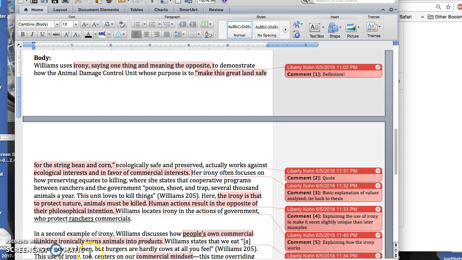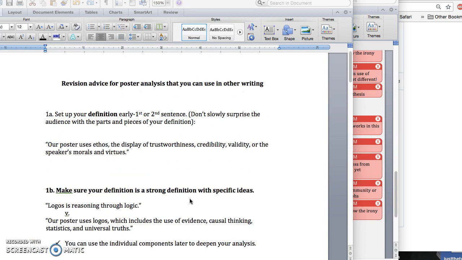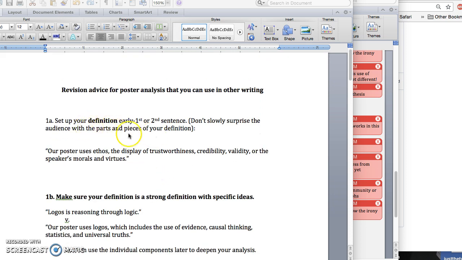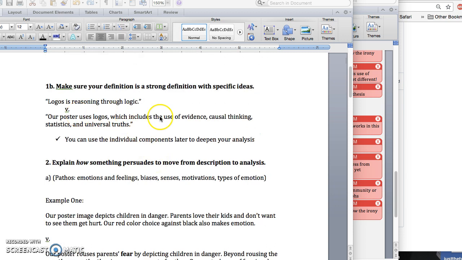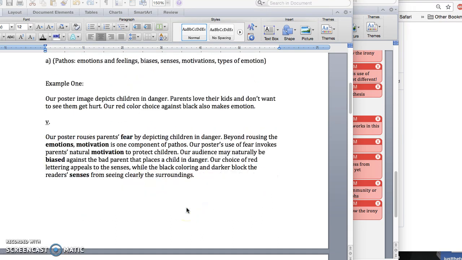All right. I'll just maybe briefly show an example of an underdeveloped rhetorical analysis, at least for our purposes. Here's something I again give my 100 level classes. And it's got the same basic advice I gave you. Set up your definition early. Have a strong definition. That is clearly not a good one. This is a better one. Explain how something persuades, right?